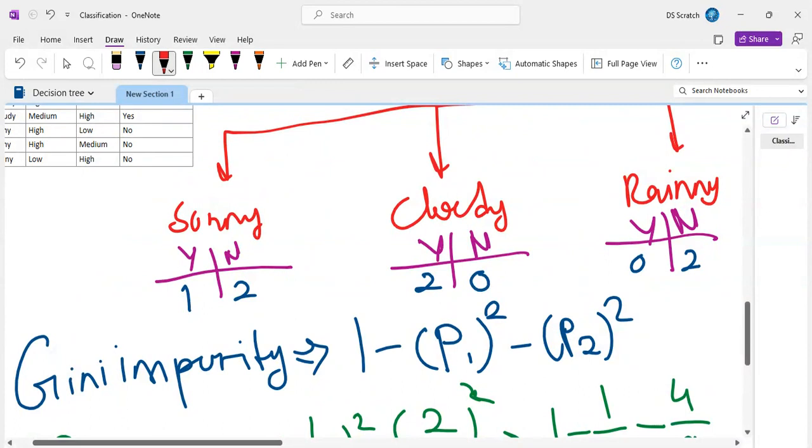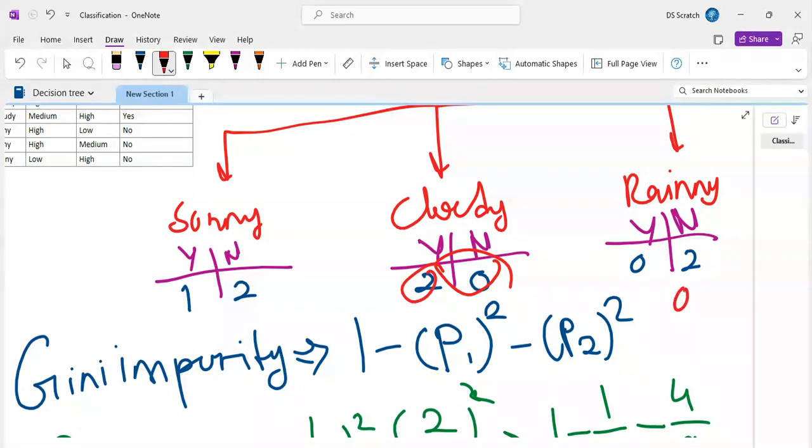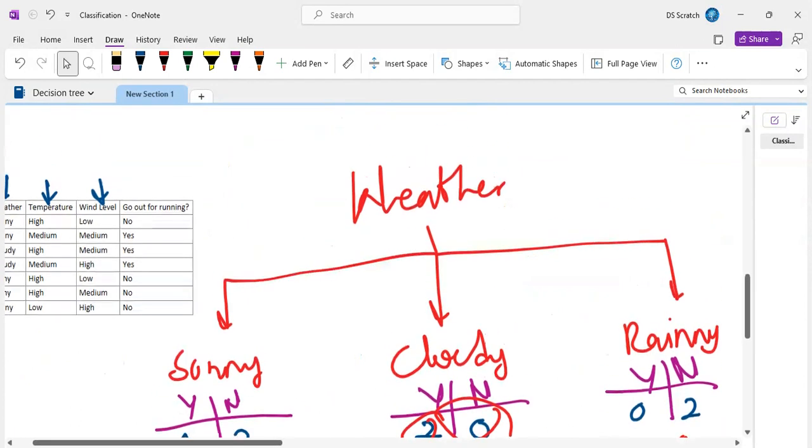It's obvious, right? We have two people who will go out if it's cloudy, and we don't have anyone who doesn't go out if it is cloudy. So it is very clear: if it is cloudy we will go out, if it is not cloudy we won't go out. So there is no impurity here, and similar to the cloudy, for the rainy also the impurity is 0. So we have the impurity only for the sunny.